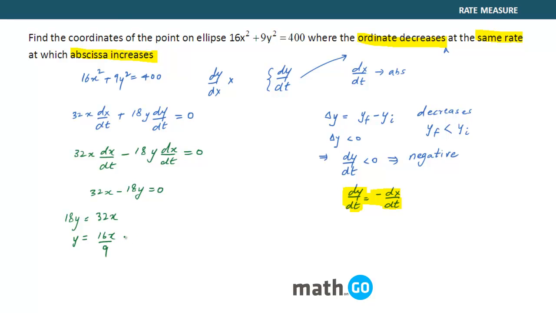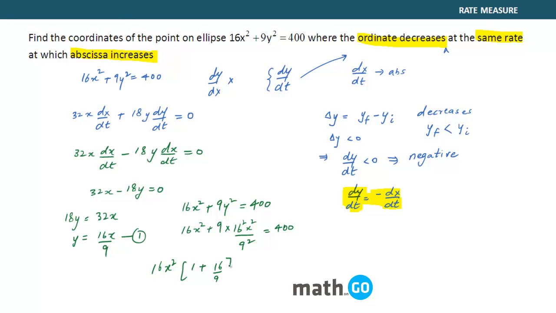or we can say y is nothing but 16x by 9. This is our first quantity, and we know that this point lies on the ellipse, so it should satisfy the condition of the ellipse. Just replace this value of y over here to find the values of x. If you simply put this value, this will be 16 square x square by 9 square, right? This is something 400. Got it? If I take 16x square common, this will be 1 plus 16 by 9 is equal to 400. I am just solving it. You can just solve it. So I'll directly write what the answer will be.